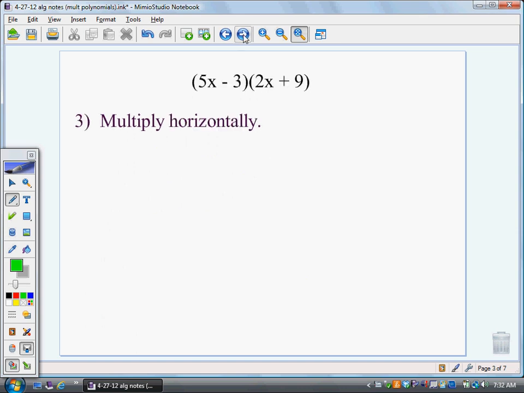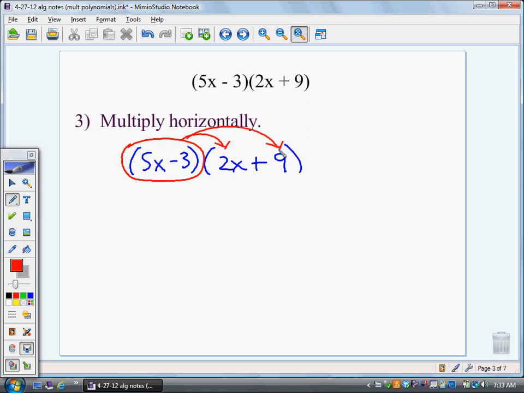Okay, now the next one, we're going to multiply horizontally. And so when we multiply horizontally, what we basically are going to do is take and do the distributive property 2 times. So the first thing we're going to do is distribute, instead of just a monomial, you're going to take this entire binomial and distribute it through each term.